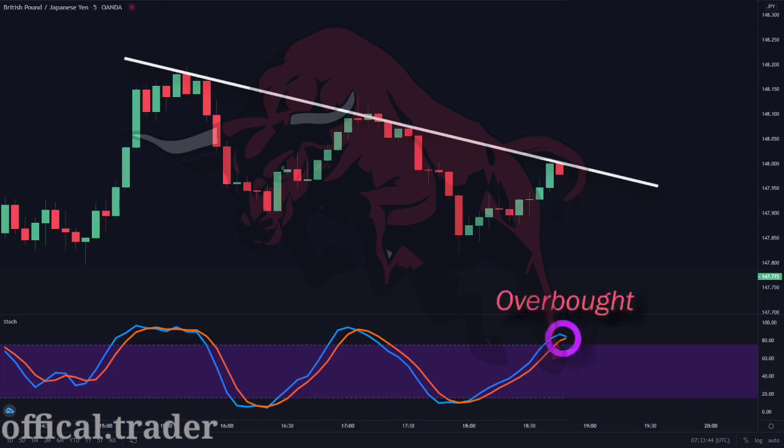And so we want to wait for the Stochastics to confirm the continuation pattern by waiting for it to cross back inside the overbought level. And once the pattern was confirmed, you take a sell position.